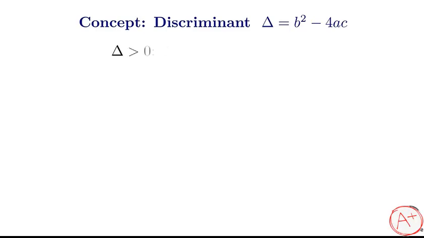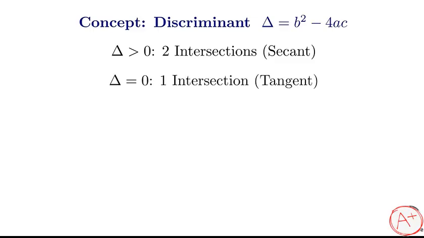If delta is greater than 0, there are two intersections, and the line is a secant. If delta equals 0, the line is a tangent touching at one point. If delta is less than 0, there are no real roots and no intersection.